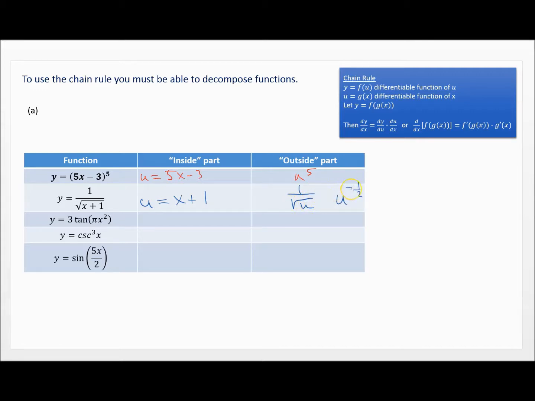You take it to the top, it's u to the negative 1/2. As long as you can take the derivative of each of those parts, then you've got this. You've got it figured out. All right, so here we go again.